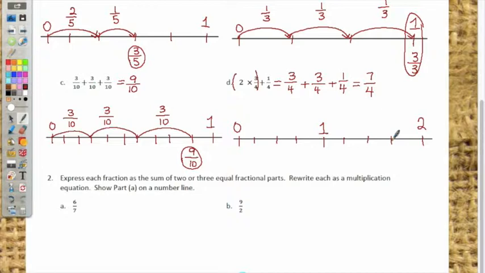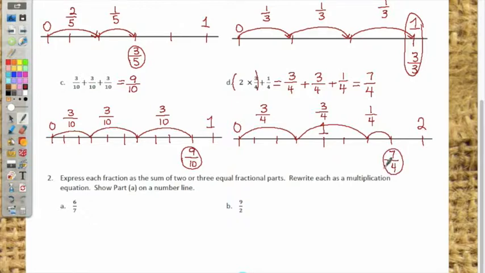Okay, so I'm going to go ahead and do 3/4 plus 3/4 plus 1/4. Okay? So watch me. 1, 2, 3. 1, 2, 3. And then 1. Don't you have to put it? I do. My answer is 7/4.